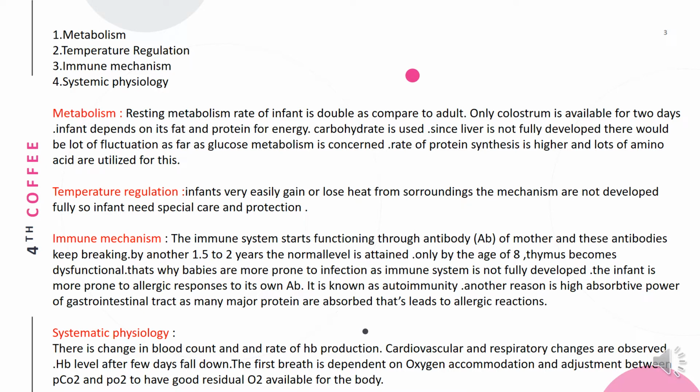Systematic physiology. There is a change in blood count and the rate of HB production. Cardiovascular and respiratory changes are observed. HB level falls after a few days. The first breath is dependent on oxygen accommodation and adjustment between PCO2 and PO2 to have good residual oxygen available.